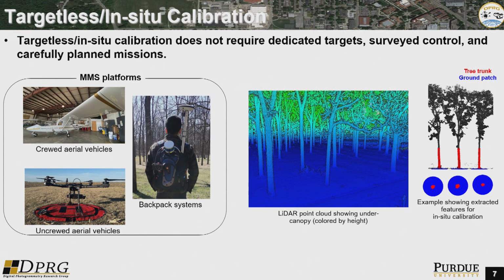So there's a motivation to do what we call in situ or targetless calibration, because deploying the targets and setting up a very good calibration test field is not really practical. And sometimes you even have good sensors, but then an accident happens, you drop the sensor, so you have to do the calibration another time. So this is the motivation where we are trying to do targetless, or what we call in situ system calibration.